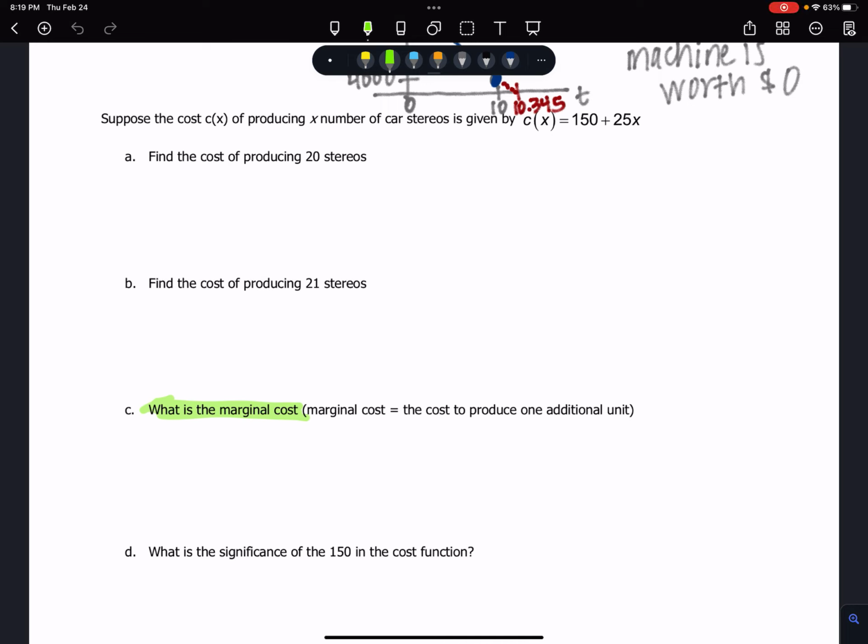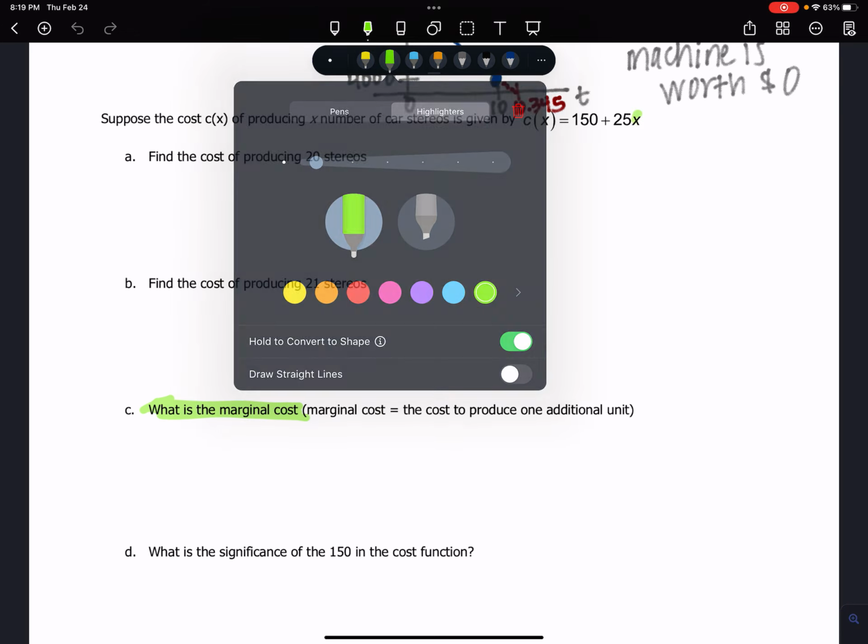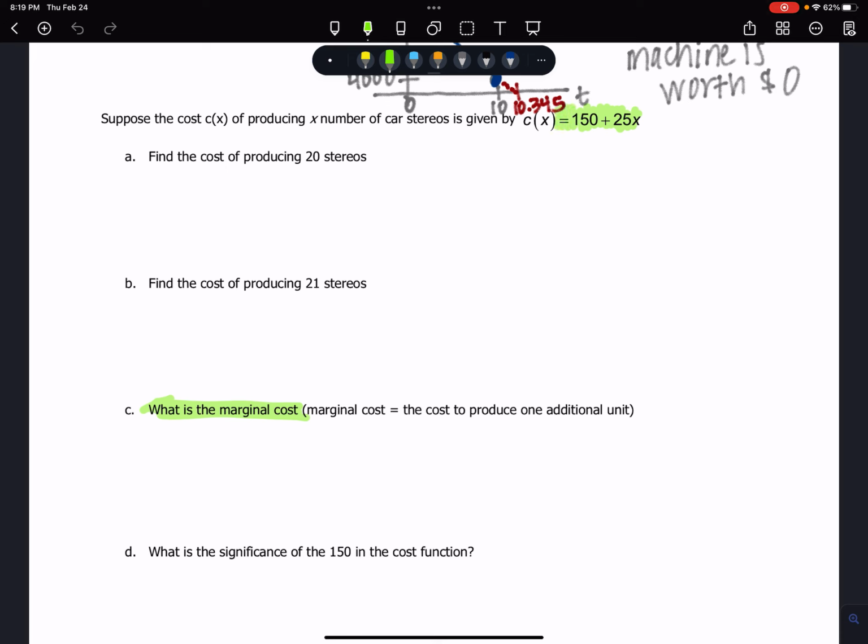In this next application problem of a linear equation, we have a given linear equation right here. C of x equals 150 plus 25x, and that's the cost of producing x number of car stereos. So we want to find the cost of producing 20 stereos. Well, in function notation, we've got C of x equals 150 plus 25x. The cost to produce 20 would be putting a 20 in for x.